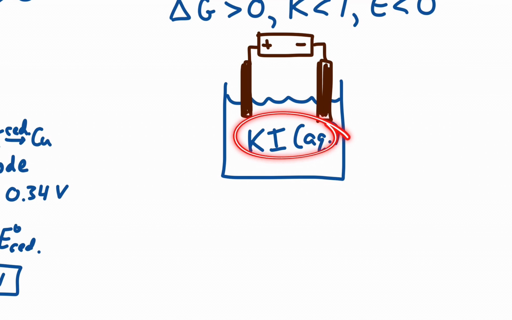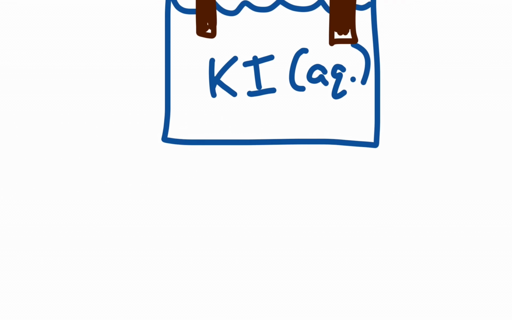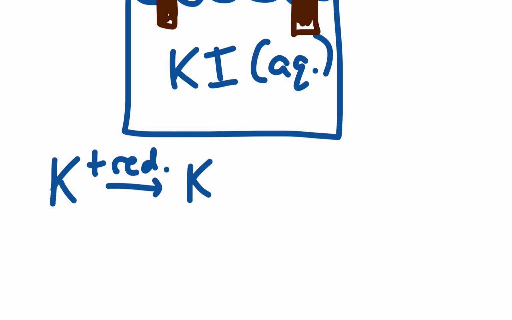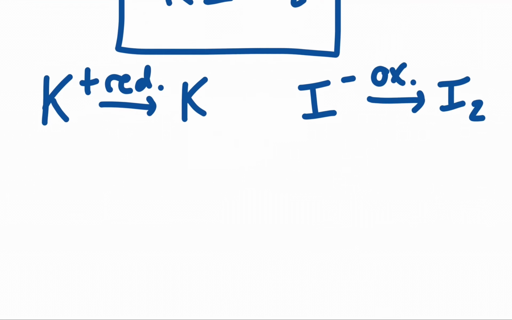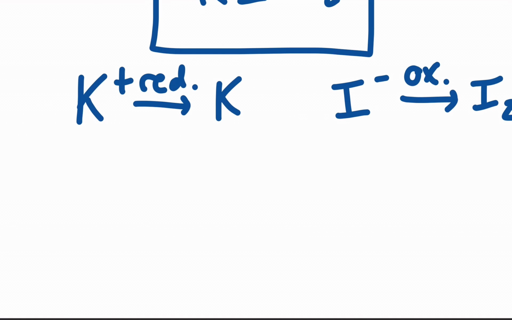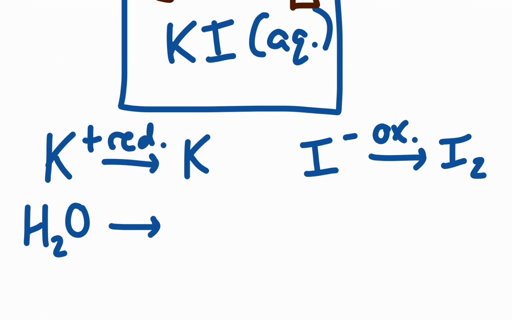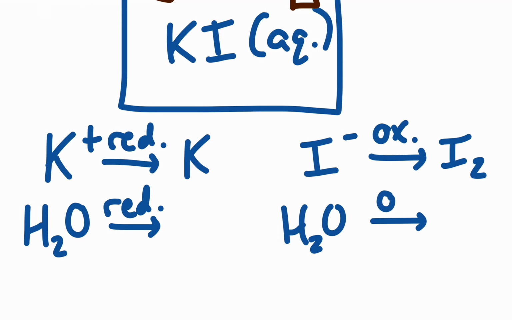This one's an interesting example because we have aqueous KI. So in addition to the possibility of potassium ion being reduced to potassium metal, and also iodide ion being oxidized to iodine, these are just the abbreviated half reactions, I'm not even balancing them, we have competition because we are in water. So there's also the possibility of water getting reduced and water getting oxidized.